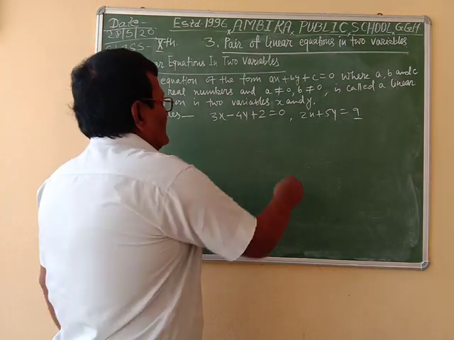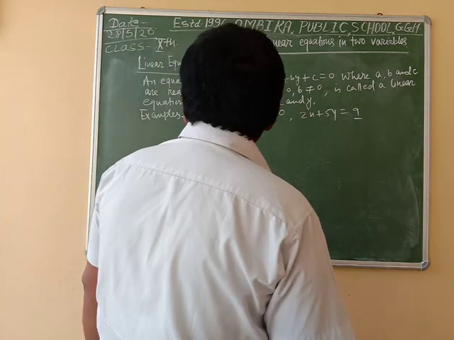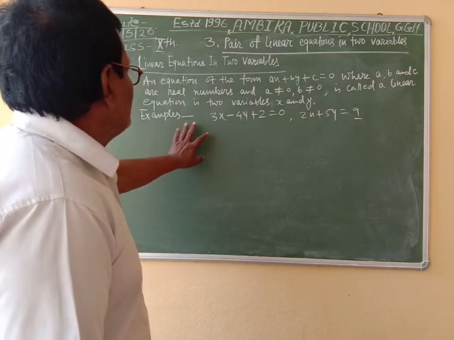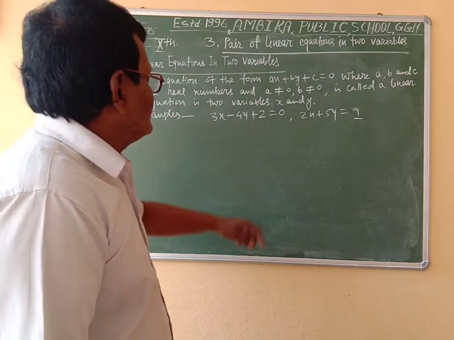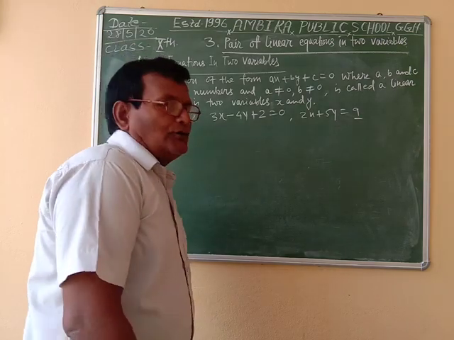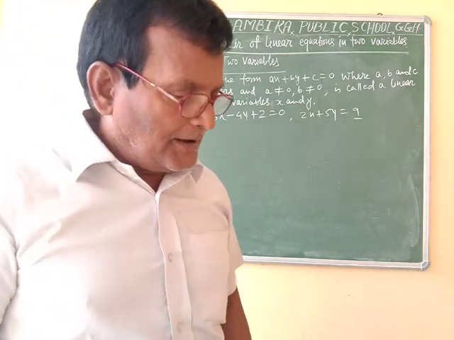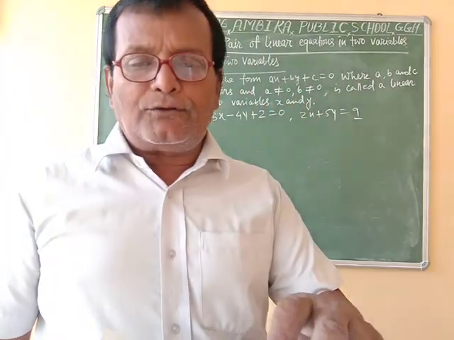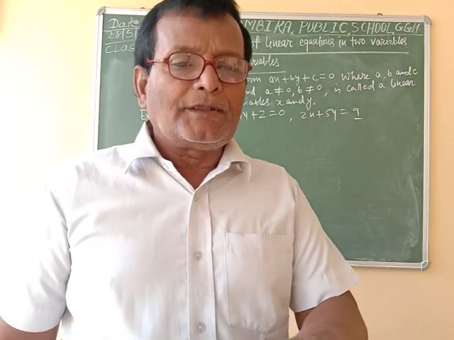If a and b are not equal to 0, it is called a linear equation in two variables. Examples of linear equations are 3x minus 4y plus 2 equals 0, 2x plus 5y plus 9 equals 0, called linear equations in two variables.